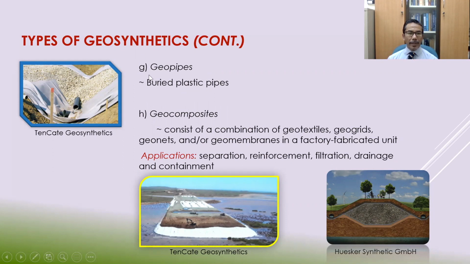The seventh type of this geosynthetic material is geopipes. Some people call it buried plastic pipes. So this is an example of buried plastic pipes. The last type, or the eighth type, is called geocomposites. So these geocomposites consist of a combination of geotextile, geogrids, geonet, geomembrane, and others, which can be fabricated in the factory depending upon the request from the client. The application can be for separation, reinforcement, filtration, drainage, and containment.